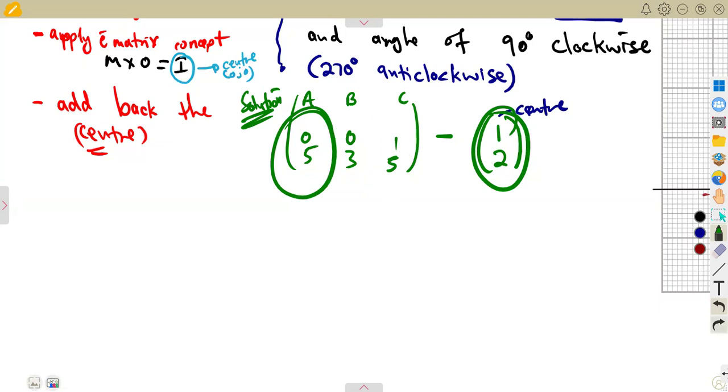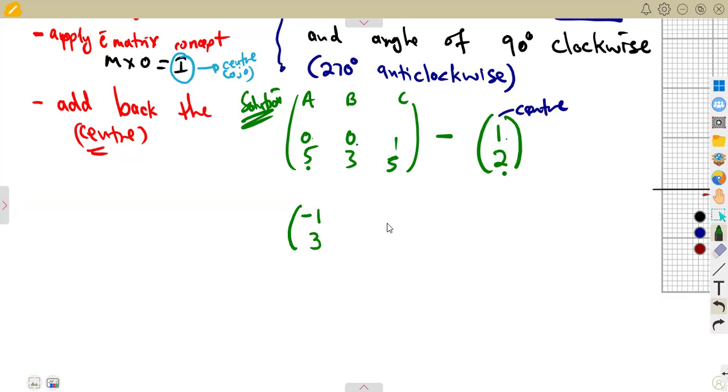All right? So let's subtract. From A, that's 0 minus 1, that's minus 1. 5 minus 2, which is 3. On B now, 0 minus 1, that's minus 1. 3 minus 2, that's a 1. We are on B. We move on to C. 1 minus 1, that's a 0. 5 minus 2, that's a 3 on C.